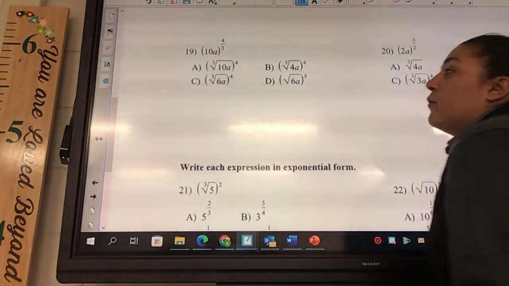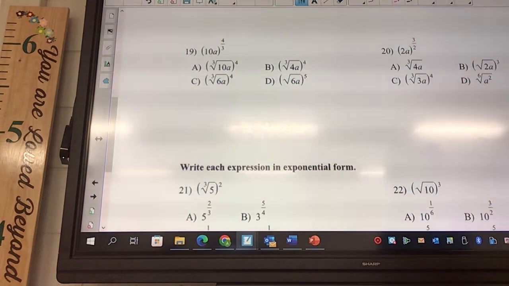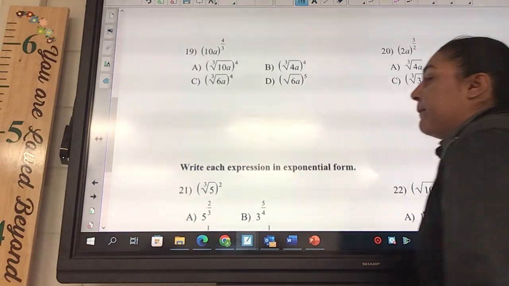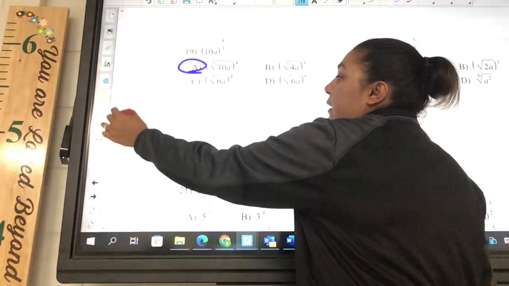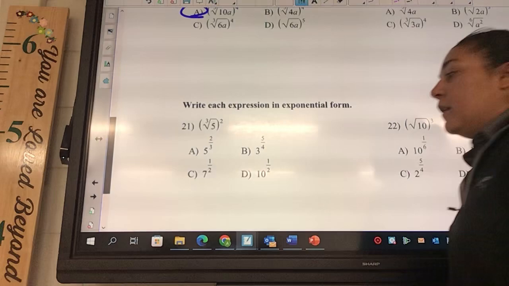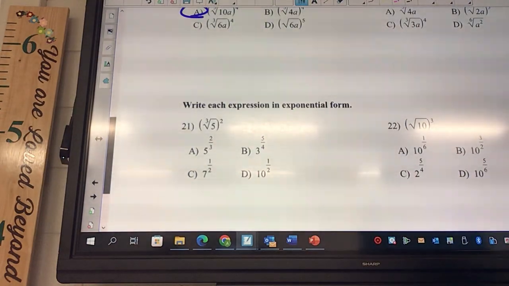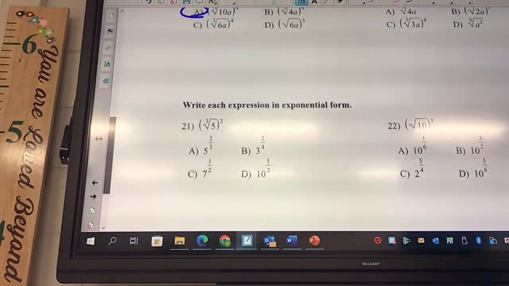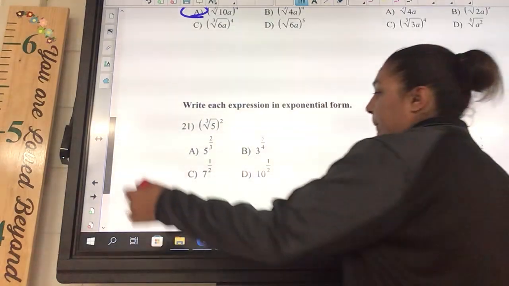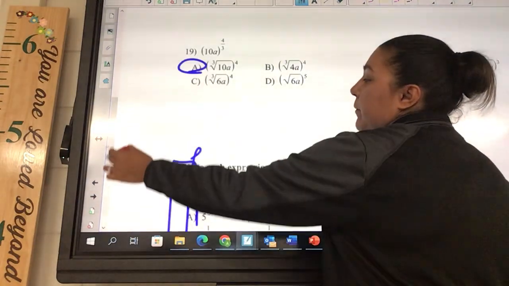Okay, 19. What's going to go underneath the radical? 10A. So which one is that? A. 19 is A. Okay, 21. What's our big number? 5. So which one is that? A again.